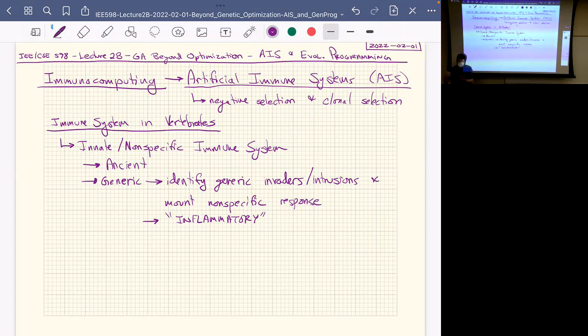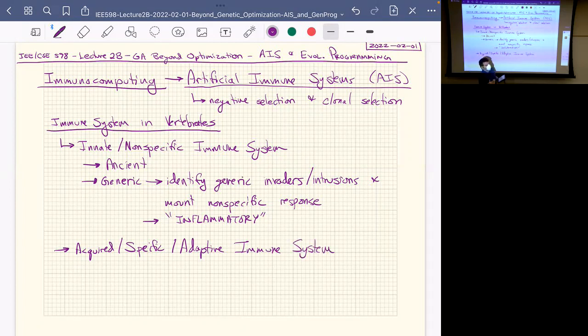Now, more specific to vertebrates, there's also the acquired or specific, what are some other names we give to it, or an adaptive immune system. And this is one that at least computer science likes to focus on, because it does have memory, it changes over time and so on.